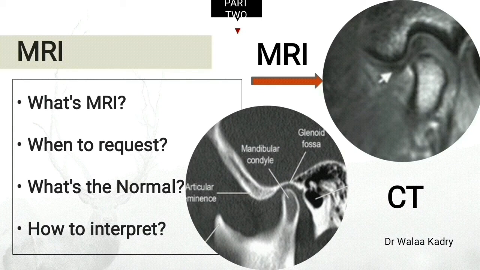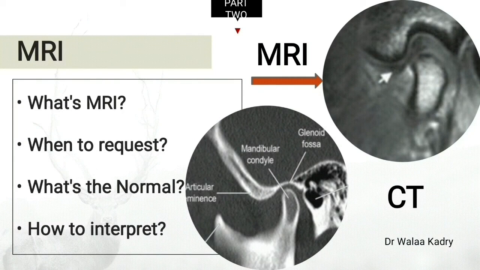As you see in the MRI, the black layer covering the articular eminence and glenoid fossa and covering the condyle is the cortex, which has the least water content, while the trabecular bone inside the condyle appears white due to high water content. And the articular disc, the biconcave one, will appear more green than the trabecular bone.